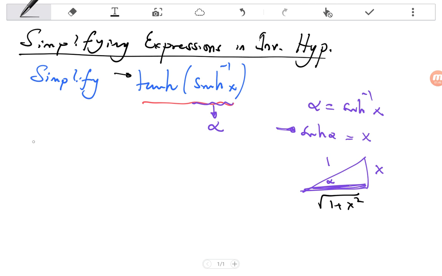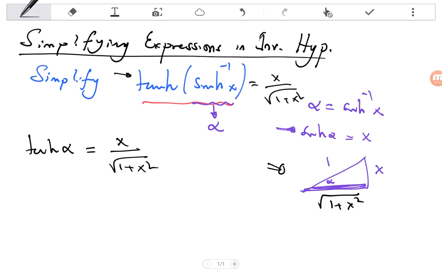If I need to find tanh of alpha, or I may ask for any other hyperbolic function, like sech or coth, all of this I can find from the fake triangle. Tanh alpha is obvious from the triangle: it is the opposite divided by the adjacent, which is x over the square root of 1 plus x squared. So that would be the result of that simplification.